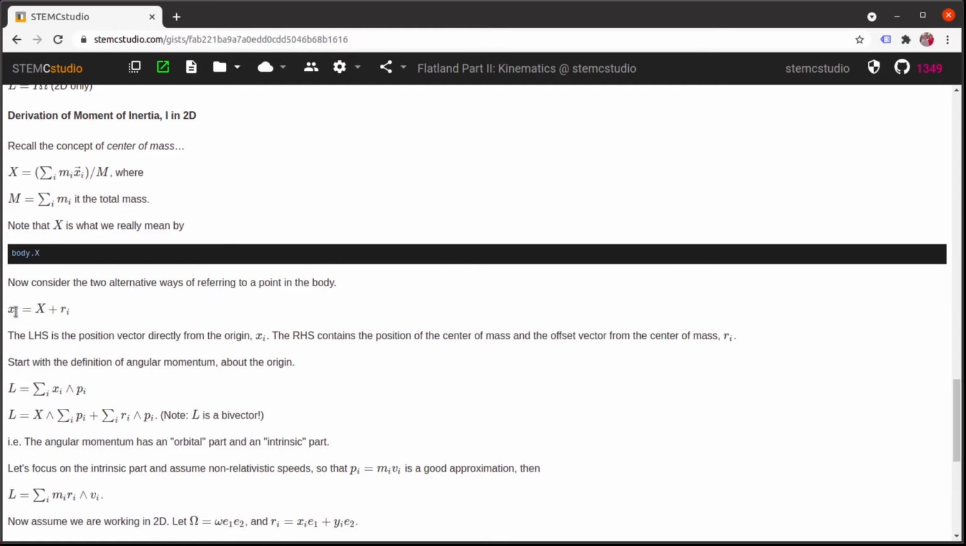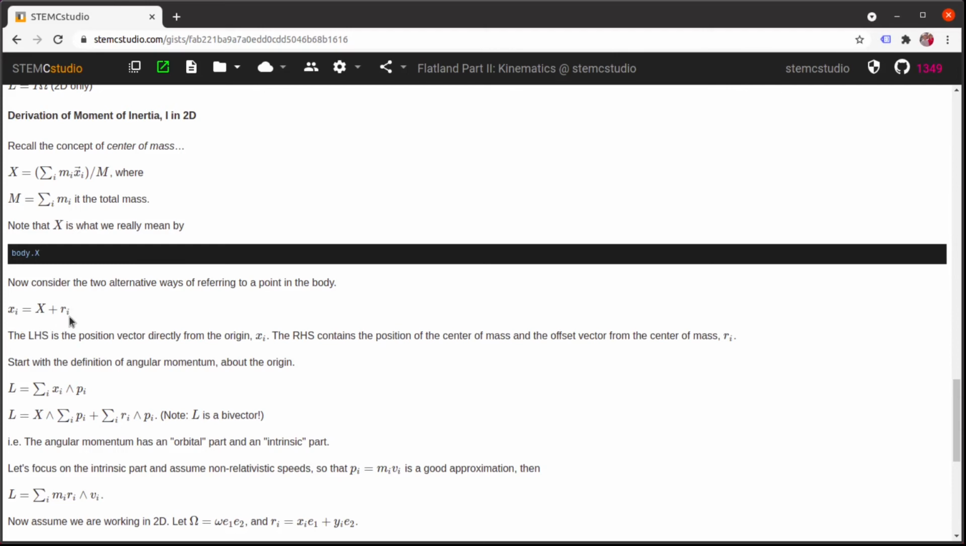So this position vector from the origin could be broken down into the vector to the center of mass from the origin, plus this little offset vector r_i which goes from the center of mass to the point. These are two alternative ways of referring to a particular point in the body.